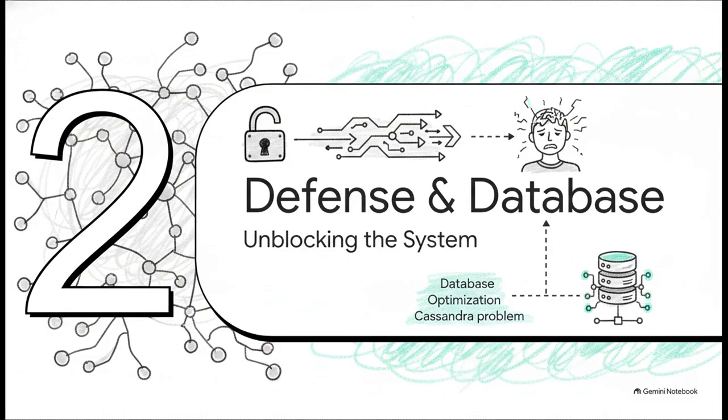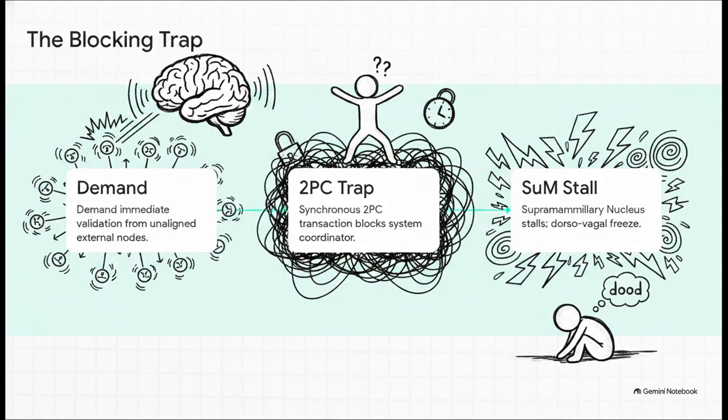Section 2. Defense and database optimization. Unblocking the system. Let's look at Insight 2. If you demand immediate external validation, you fall right into a synchronous two-phase commit trap. Here's what happens. When you need real-world validation from unaligned external nodes at a distance, your database coordinator treats them as a blocking dependency. The entire system hangs.